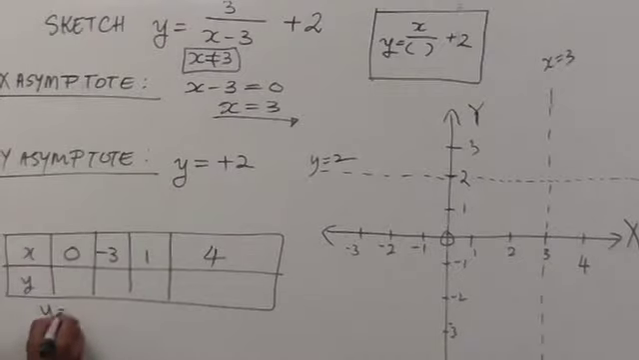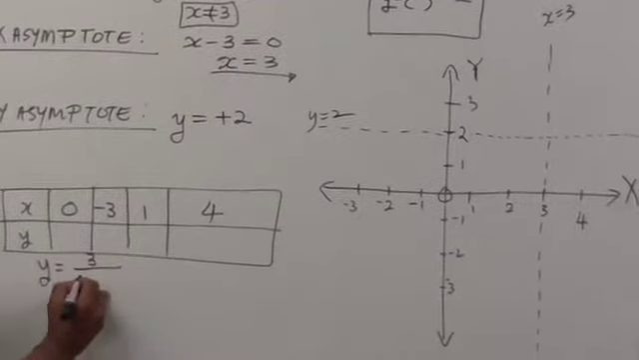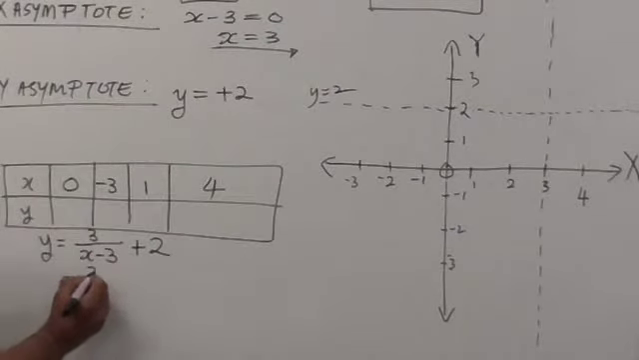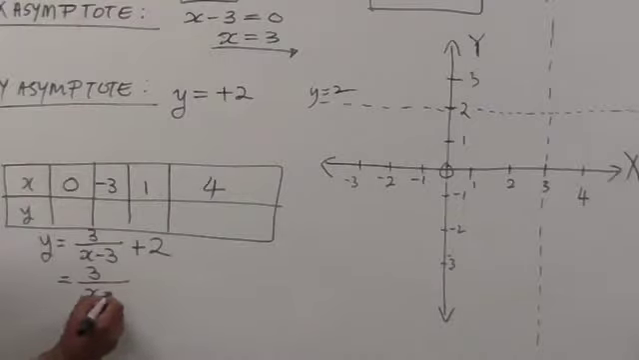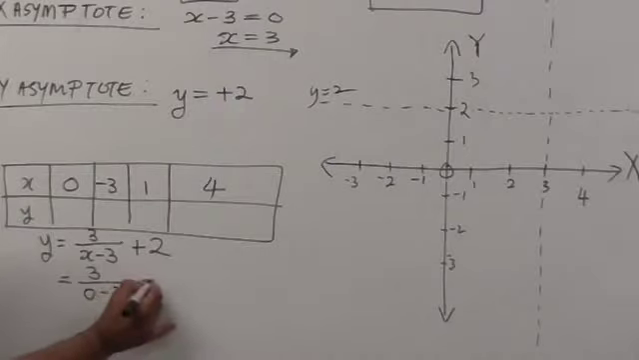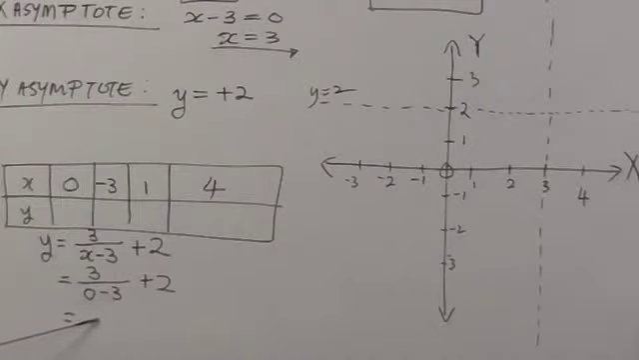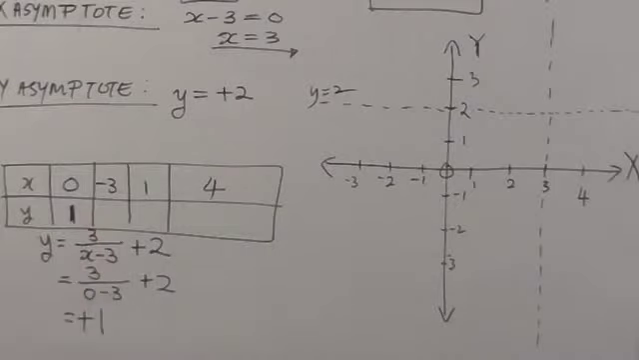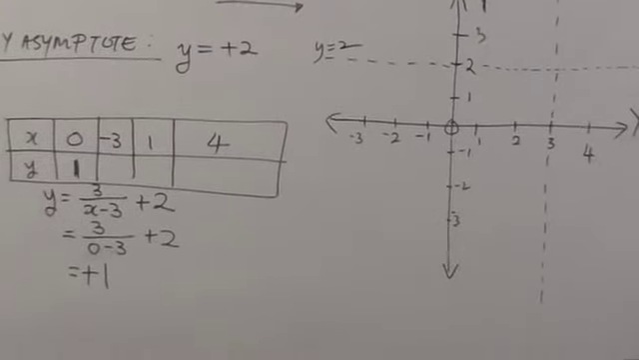Y is equal to 3 over x minus 3 plus 2. So it is 3 over x, no, sorry, x is now 0. So it will be 0 minus 3 plus 2. Now you put that in your calculator and get the answer. If you haven't got a calculator, it's minus 1 plus 2, which will give you plus 1. So you have found the first ordered pair, right? Next, minus 3. So let's do the working.